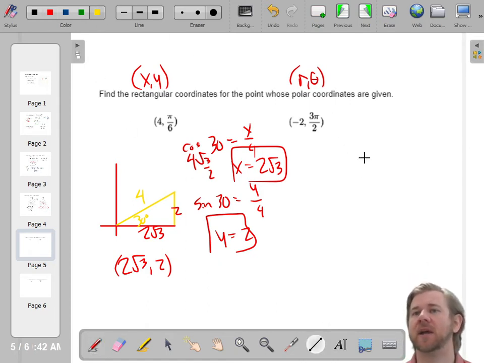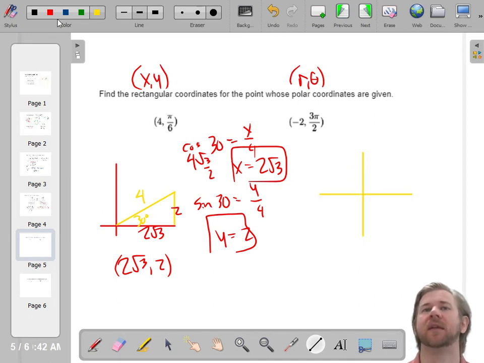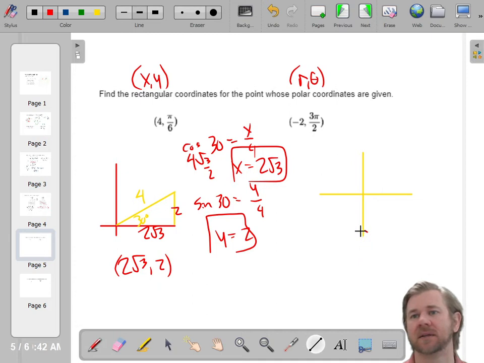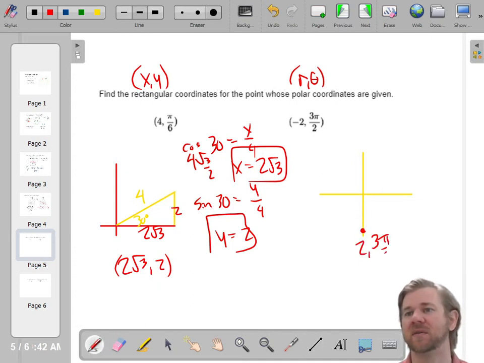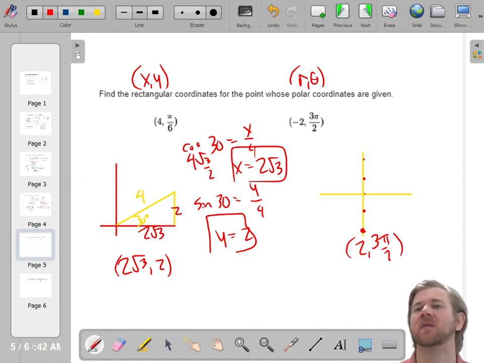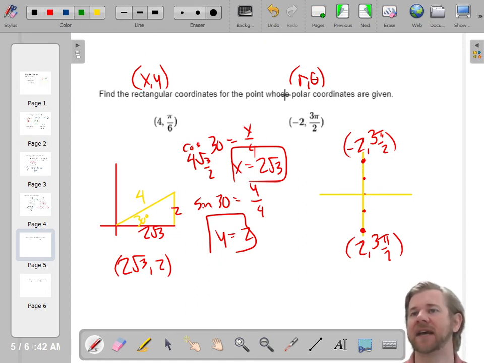Let's do another one. Negative 2, 3 pi over 2. So if I go to 3 pi over 2, this is 3 pi over 2. So right here, that's positive 2, 3 pi over 2. If I went negative 2, that would be positive 1, 0, negative 1. That is negative 2, 3 pi over 2, right there. Okay? So if the radius is negative, then you're on the other side. So to describe that in rectangular coordinates, it's on the y-axis, so it's just 0, comma 2. It's up 2. So 0, 2 is my rectangular coordinate.